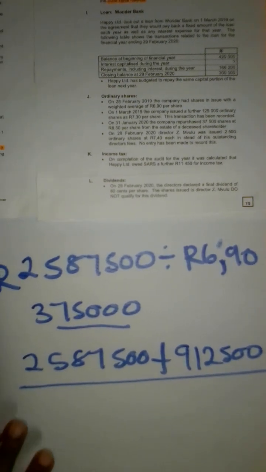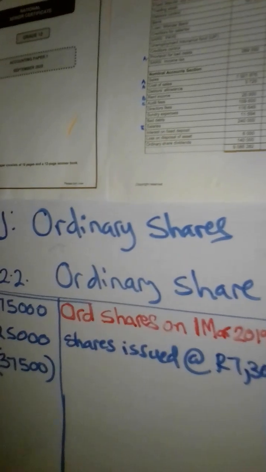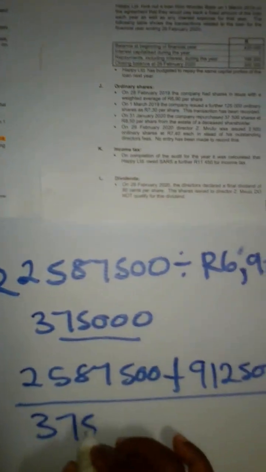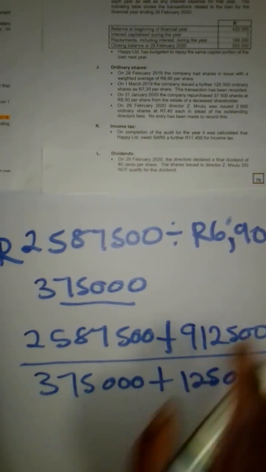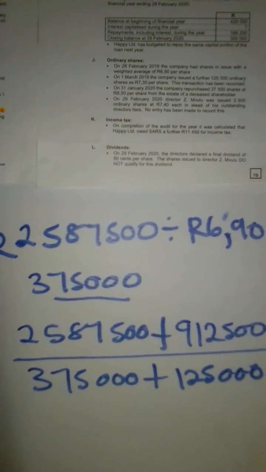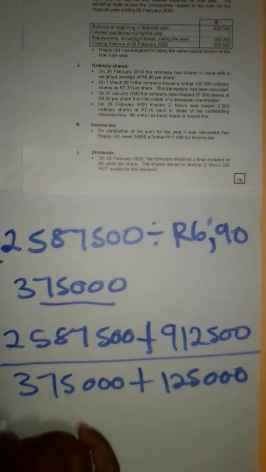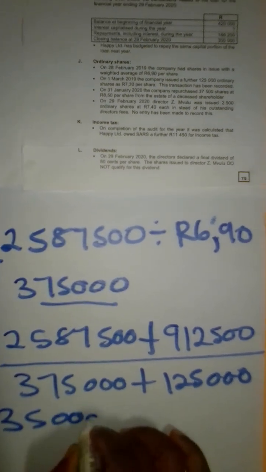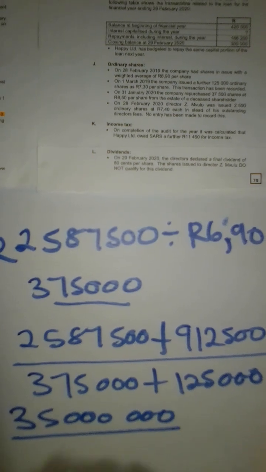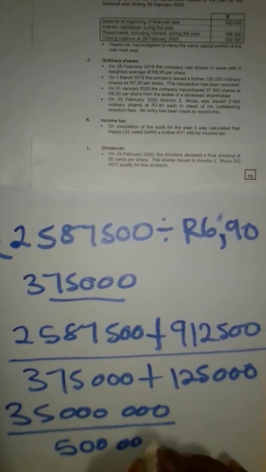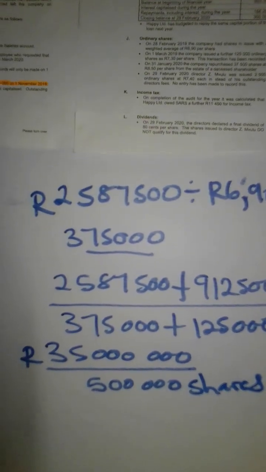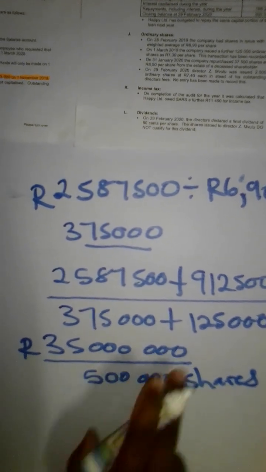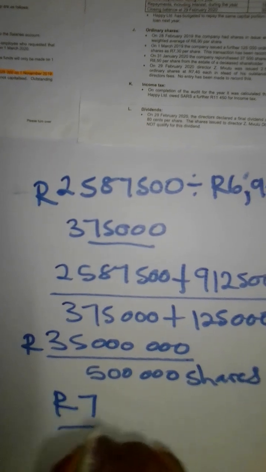How many shares for these amounts that I've indicated? 375,000 plus 125,000. So the total above here, if we check with our calculators, is 3.5 million. 3.5 million divided by 500,000 shares. So this is rands, these are shares. 500,000 into 3,500,000, you are going to get 7 rand.